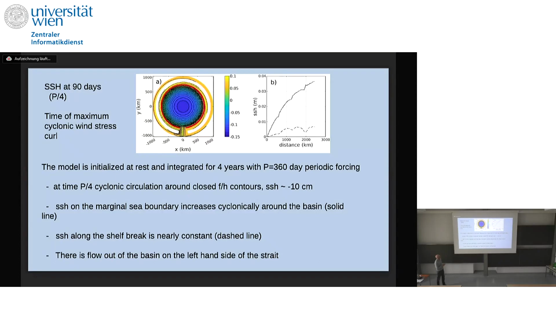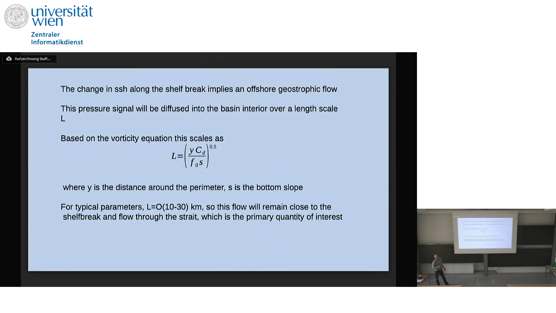This dashed line is the sea surface height along that red contour, which is the edge of the shelf. It varies a little, but much less than this. So for my theory, I'm going to assume that that is 0 all the way along the shelf break, along the edge of the shelf. It's not quite right, but I'm going to argue in a second that I can get away with that.